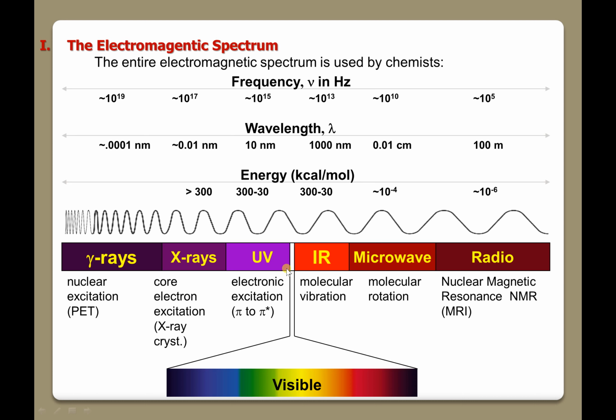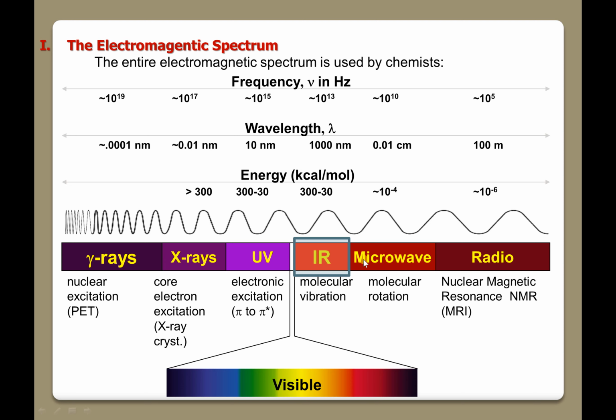Then comes the UV, that is electronic excitation from pi to pi star or n to pi star transitions. In between comes the UV visible region. Then comes the IR, which is just able to vibrate the molecules or their bonds. Still weaker is the microwave, that is the molecular rotation, and still weaker is the radio frequency, wherein nuclear magnetic resonance or NMR or even MRI are performed.